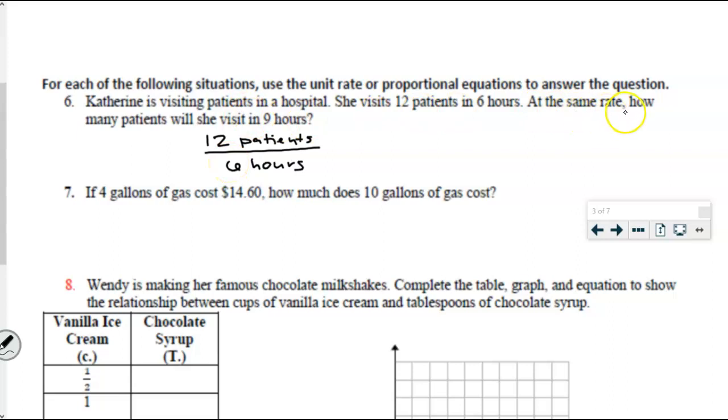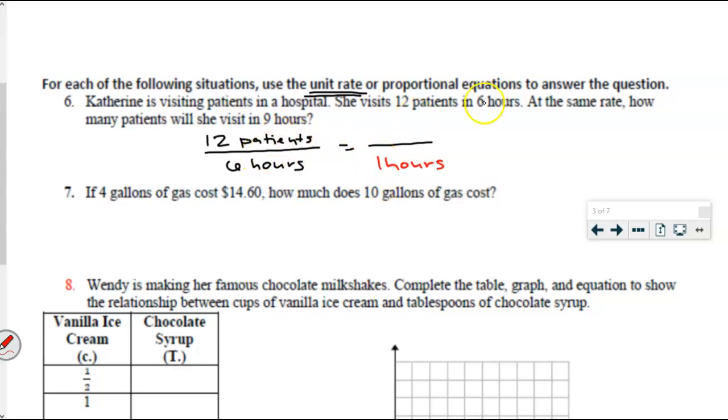And the question is, at the same rate, how many patients will she visit in 9 hours? So that means I'm trying to turn this into a 9. Here's the problem though. I probably don't know how to change a 6 into a 9. And that's why we find the unit rate first. So even if you can do that in your head, this is always a good starting point.